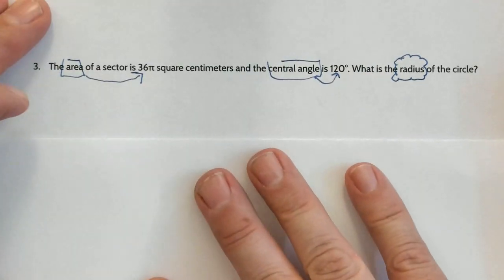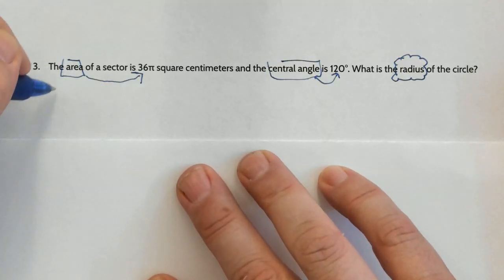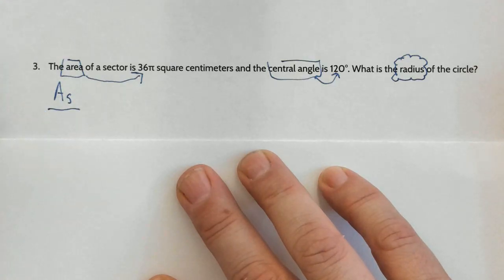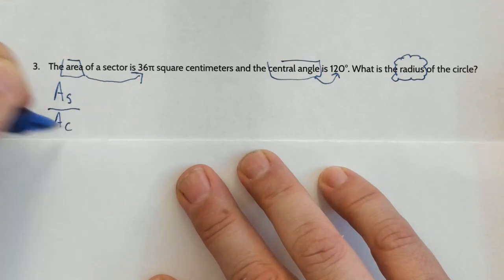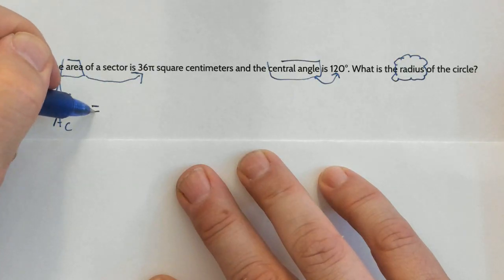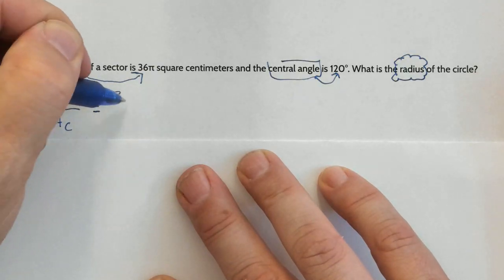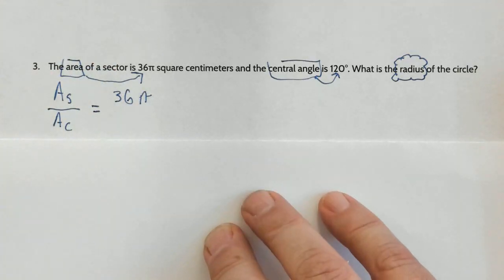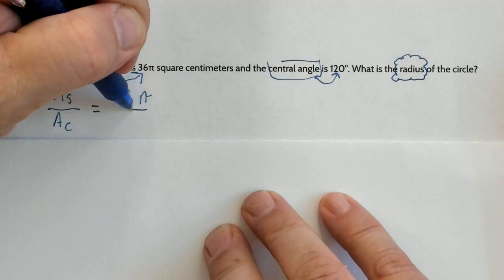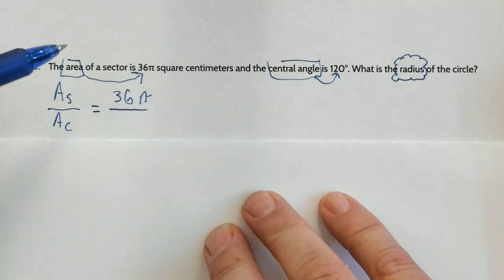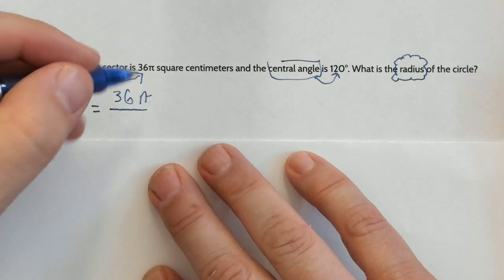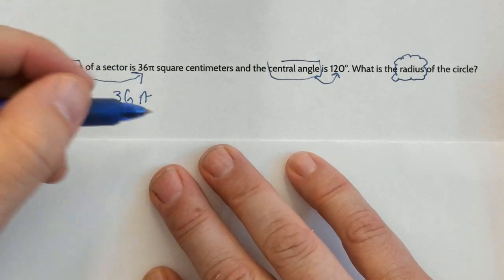Okay, so we're going to take that proportion where it's the area of the sector over the area of the circle. So we know right now that 36 pi square centimeters is the area of our sector within our circle, my apologies. We don't know the area of the entire circle, but we can put in a formula to substitute for that, and we'll see how that's going to work here in a second.